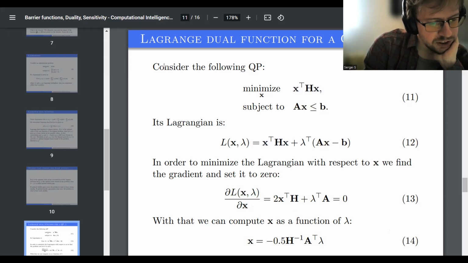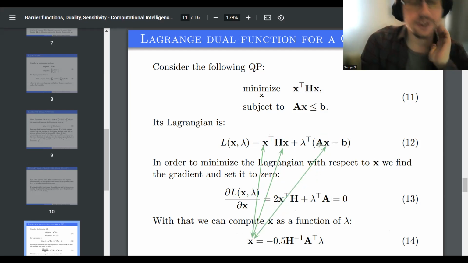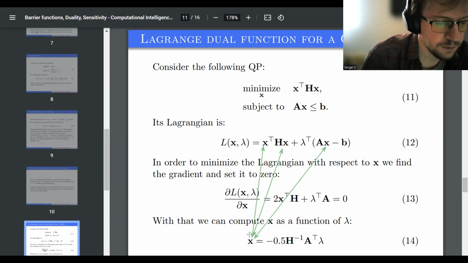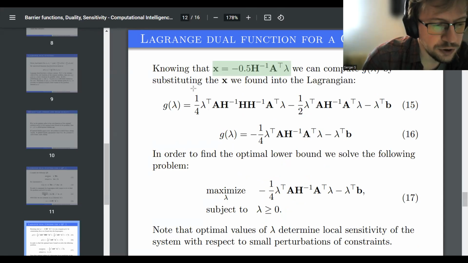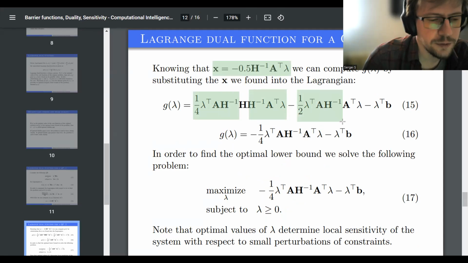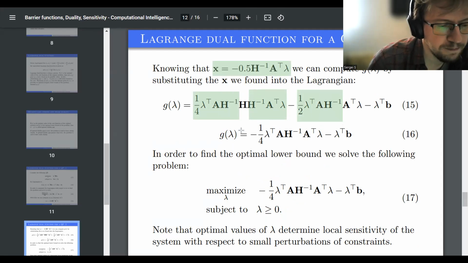Now, what we can do next is substitute this x back into here. So we substitute here, here, and here. So we have 3 places where we substitute x in the Lagrangian function. Okay, let's do this substitution. So this is the value of x, and we substitute it here. This is one x. This is the other x. This is the last x. Okay, 3 places where we substitute x.